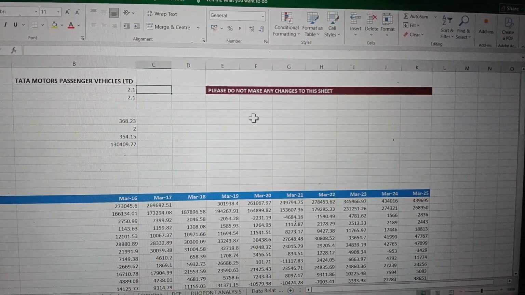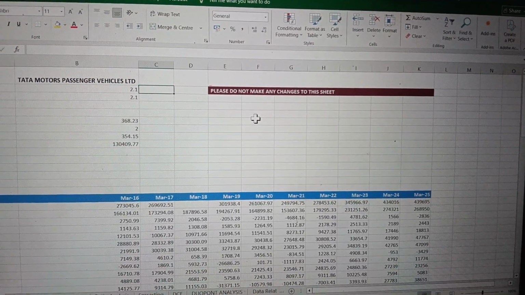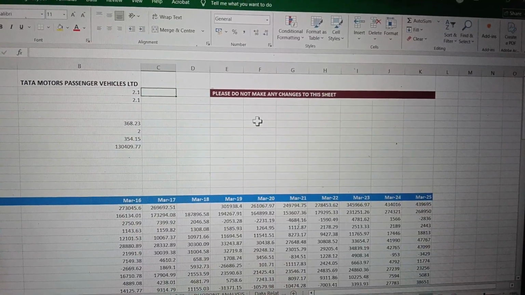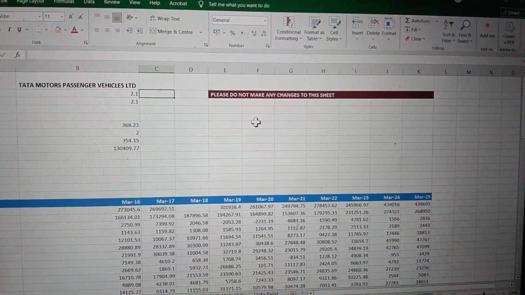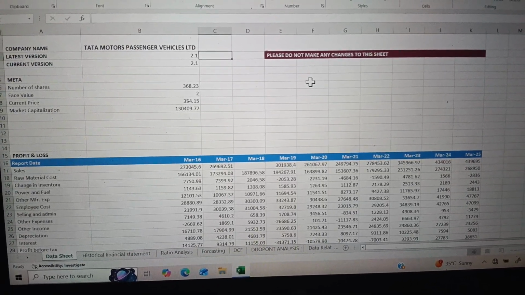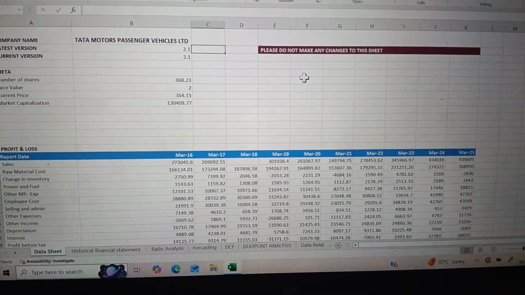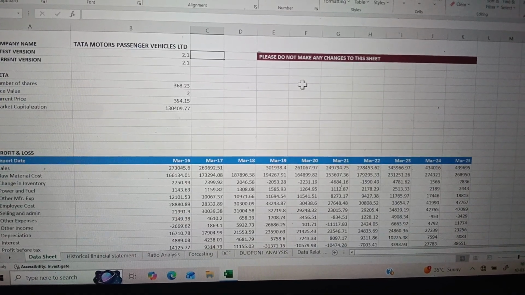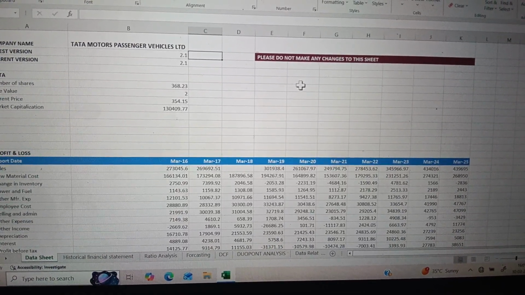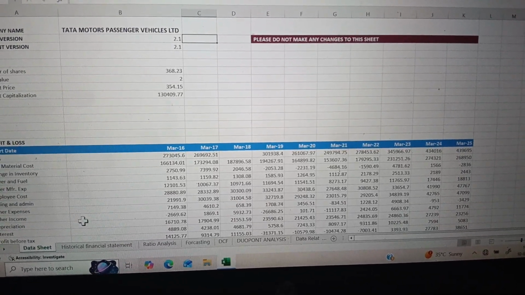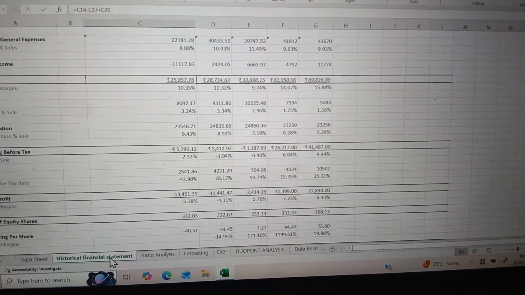The objective of the model is to analyze the company's historical financial performance and estimate values using the DCF method, doing ratio analysis and DuPont analysis. This model contains historical financial statement, ratio analysis, forecasting model, DCF analysis, DuPont analysis, and data relativity. So next we are moving to the historical financial statement.